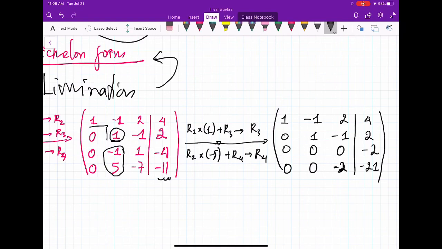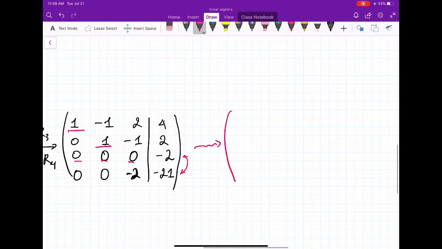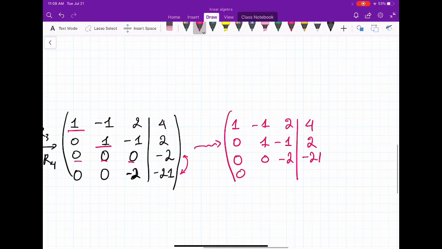Okay, so I'm done with this element. Now you see 0, 0, 0, but I want the echelon form, right? So I can interchange two rows in here. I interchange them. I will get 1, negative 1, 2, and 4, 0, 1, negative 1, and 2, 0, 0, negative 2, negative 21, 0, 0, 0, and negative 2. Now I already have the row echelon form. You see that? This is the row echelon form.